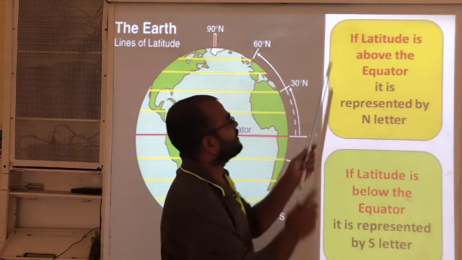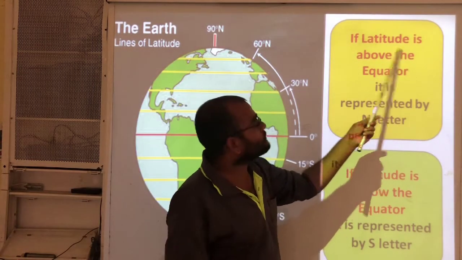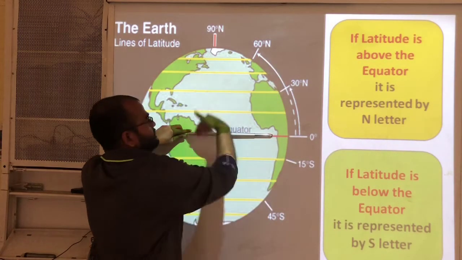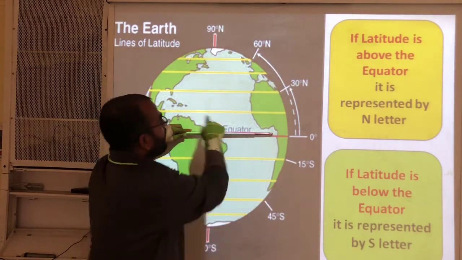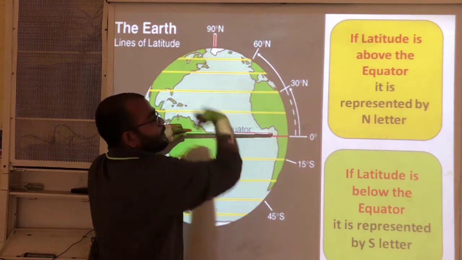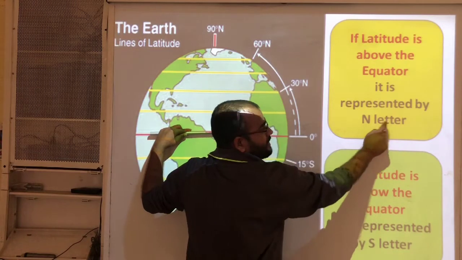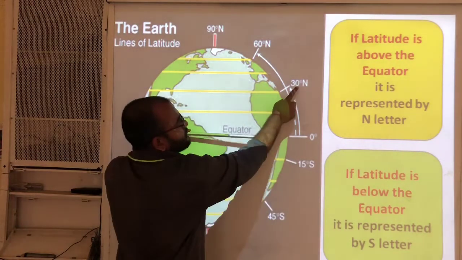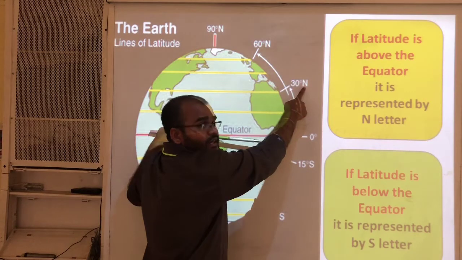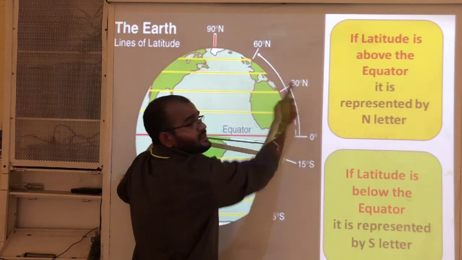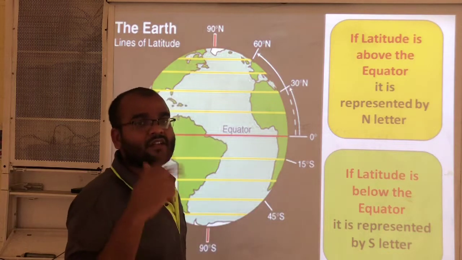Let's see now. If a latitude is above the equator, above means upper side, all these latitudes are above the equator. That's why they are represented by the letter N. These numbers are represented by a capital N. After writing the degrees, we write N. N means north.